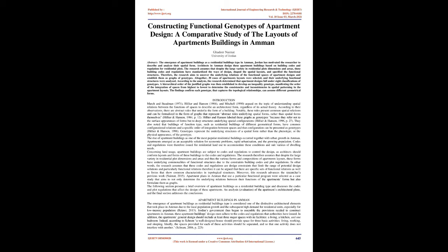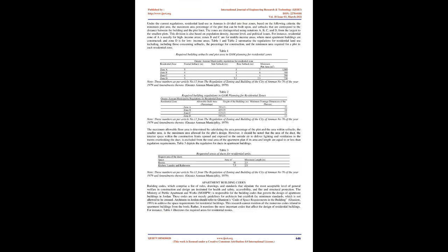Hillier and Hanson, 1996, p. 27. They also noted that buildings of a function type, such as residential buildings of different geometrical forms, have common configurational relations and a specific order of integration between spaces, and that configuration can be presented as genotypes. Hillier and Hanson, 1998. Genotypes represent the underlying structures of a spatial form rather than the phenotype, or the physical appearance, of the genotype.